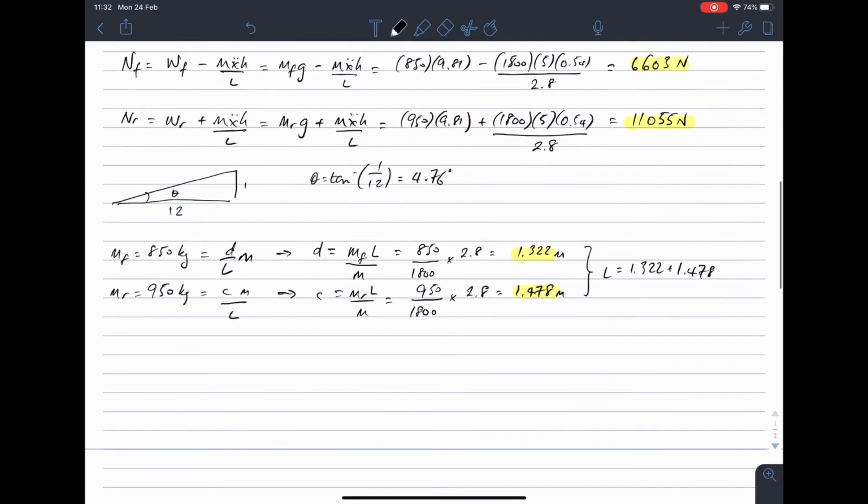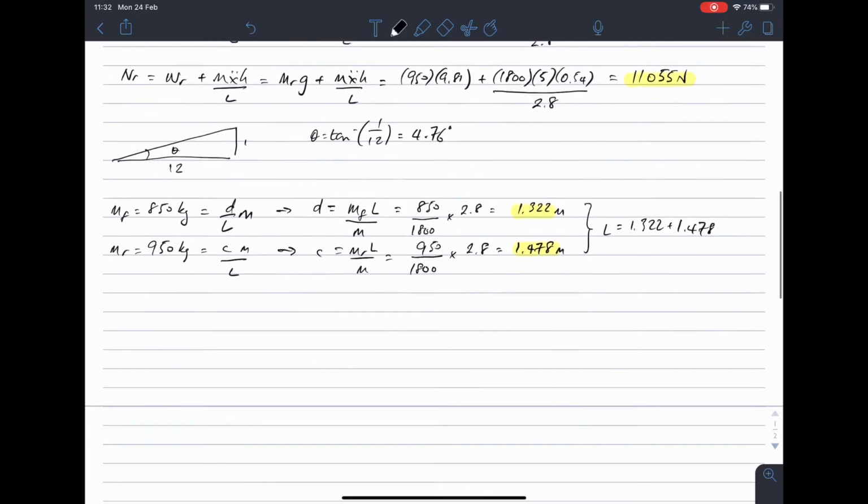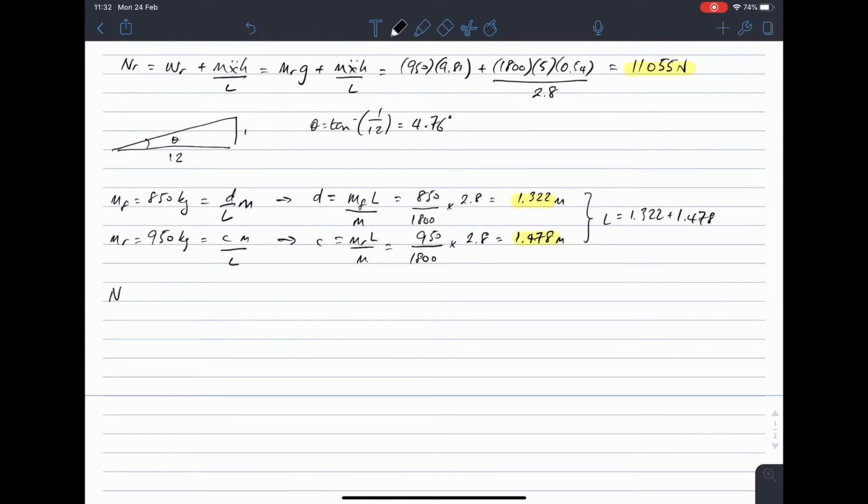So we've got to revert back to those equations that we had up there, NF and NR. So NF, we've got MGC.